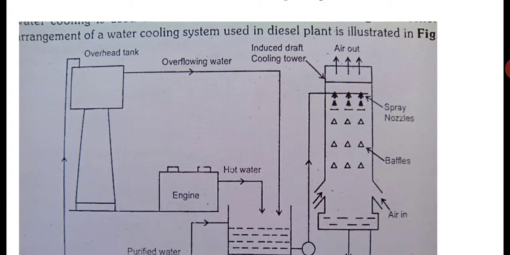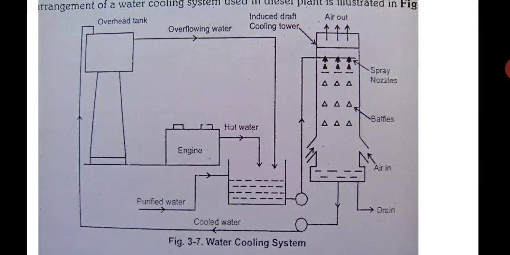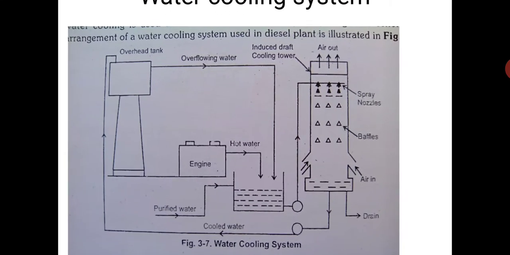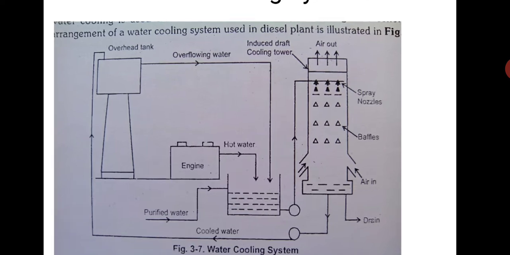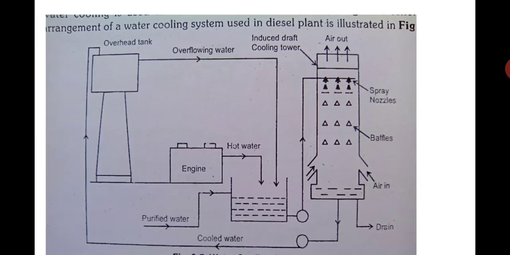The water rises up in the cylinder heads, and then it comes to the sump here. This hot water will fall down into the sump. From this sump there is a pump which pumps this hot water into the cooling tower. You can see this tall one is known as the induced draft cooling tower. It is called induced draft because there is a motor and a blower at the top which is sucking the air.